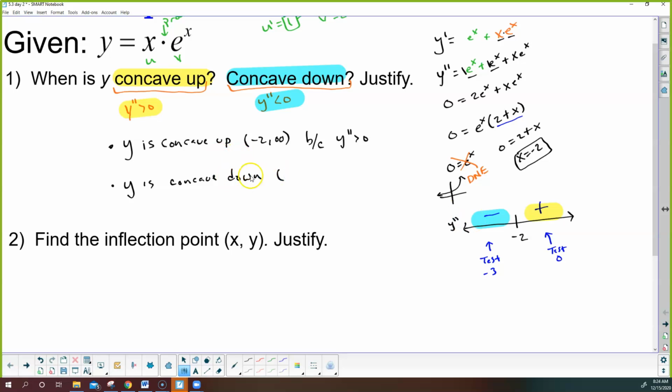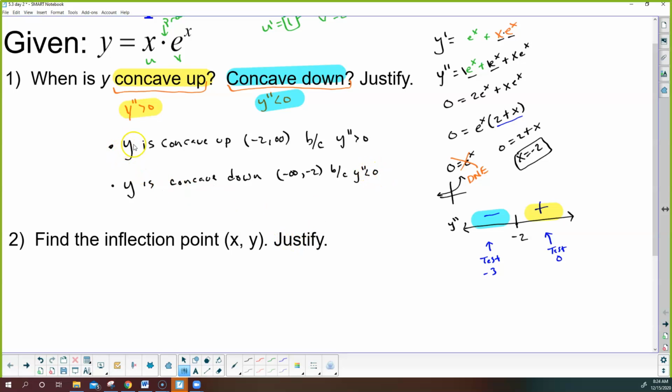All right, so then when is y concave down? From -infinity all the way to -2. Notice they're soft brackets because actually at -2 it's equal to 0, which means it's a point of inflection. And then our reason why it's concave down is because y double prime is negative.